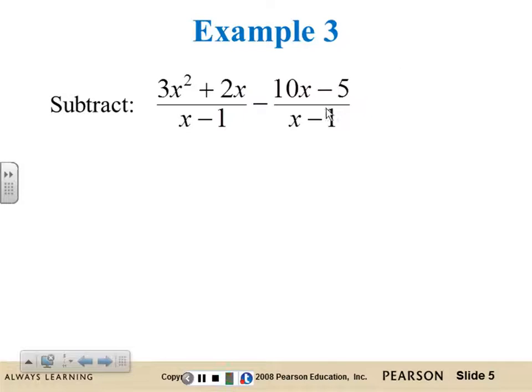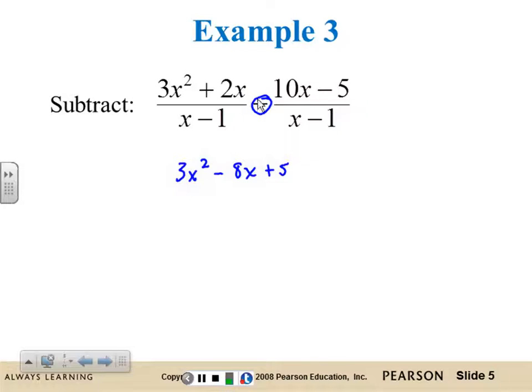Alright, let's look at this one. Here we have common denominators, so we're good. We are subtracting, and notice this minus sign is going to go for this whole entire group. So again, we're going to combine like terms, but don't forget you're subtracting. For 3x squared, there's not a like term, so we're just going to bring it down. And then we have 2x minus 10x, which is going to be a negative 8x. And then we have minus a negative 5, which is going to be plus 5.